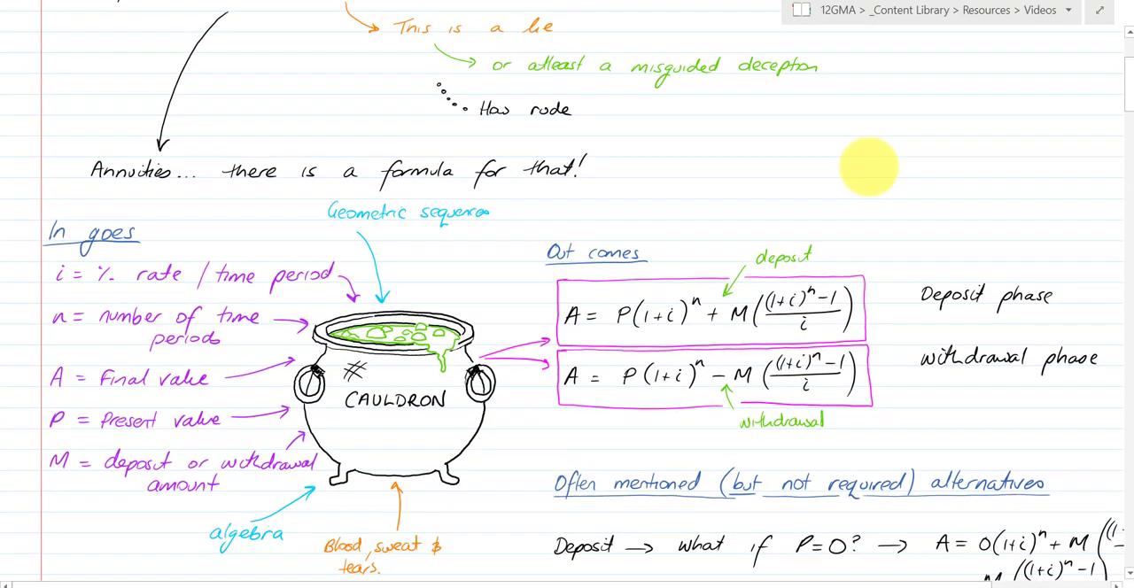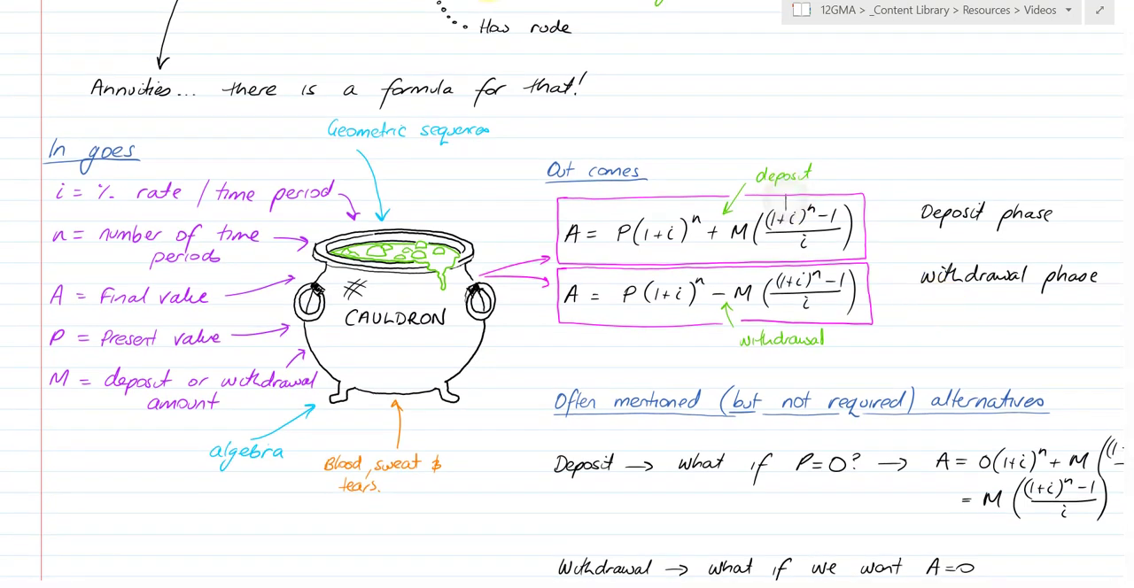So here's me drawing a cauldron, because the big picture I want to paint here is that we put a bunch of values in, and there they are. You've seen them before. I is the interest rate as a percentage. Maybe we'll be talking about R. N is the number of time periods. A is the final value. P is the present value. And M is the deposit or withdrawal amount. We'll talk a bit more about that. Bit of algebra, some geometric sequences, blood, sweat and tears, and outcome solutions from these formulas.